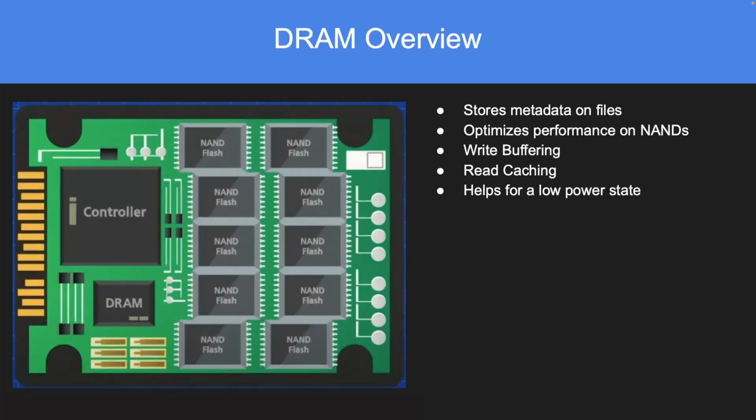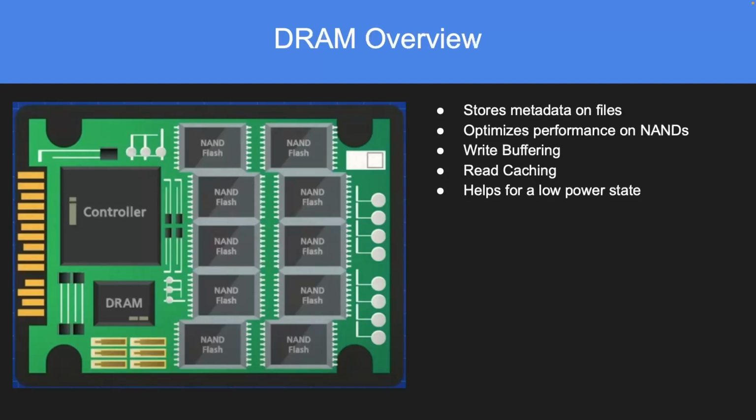And so when it comes to the DRAM, not all solid states have a DRAM, but what a DRAM does for those that do is it stores metadata on the files that are within that drive. It also optimizes performance of these NANDs. It does some write buffering so that things that are needed more often can be cached in there, so that they can be retrieved faster.